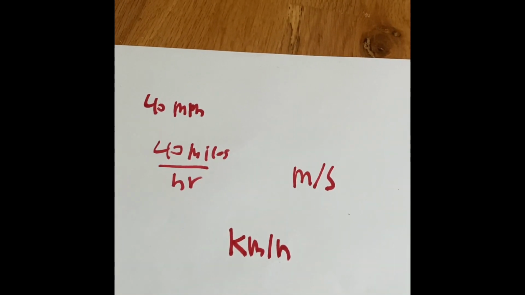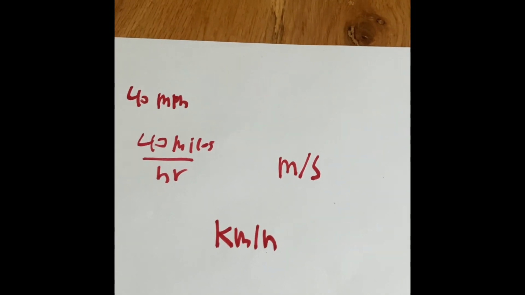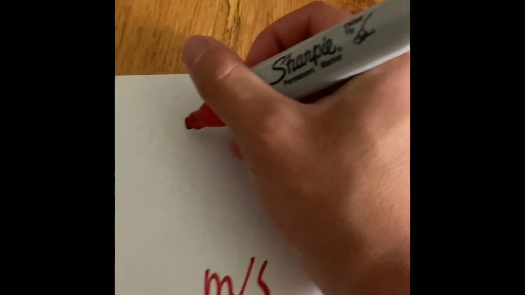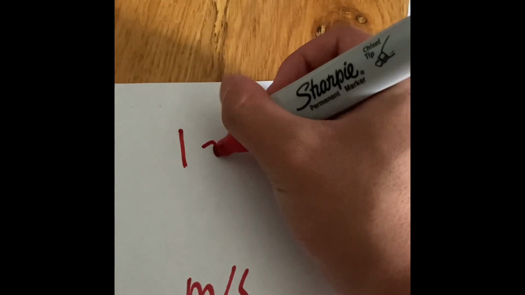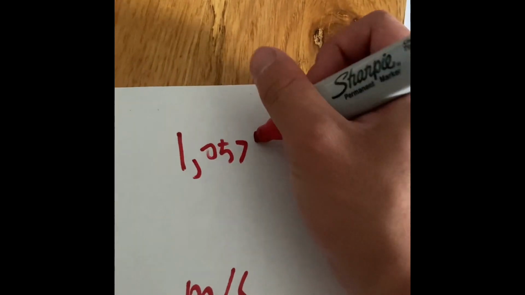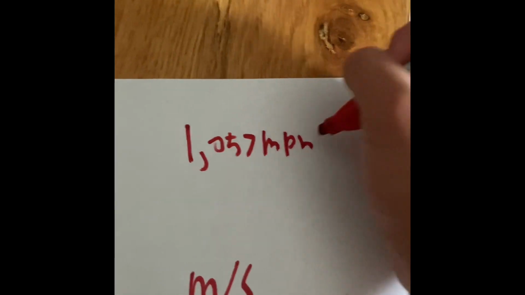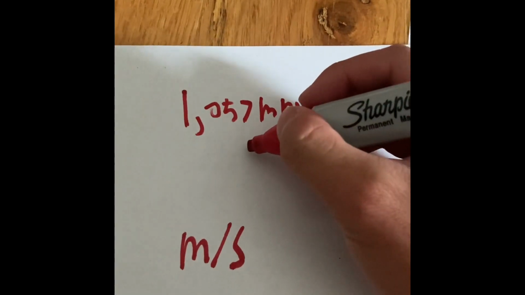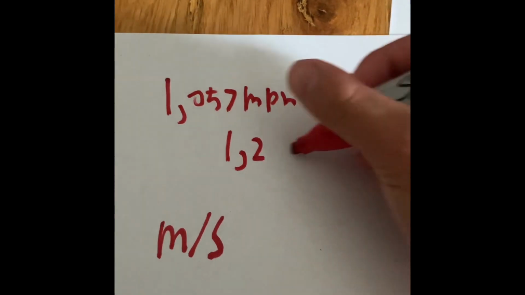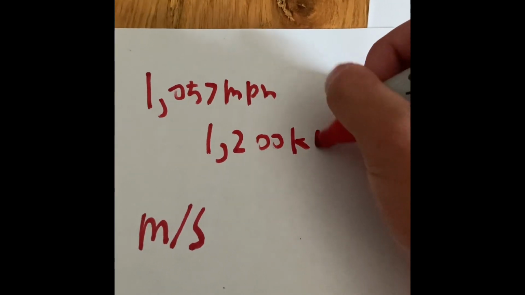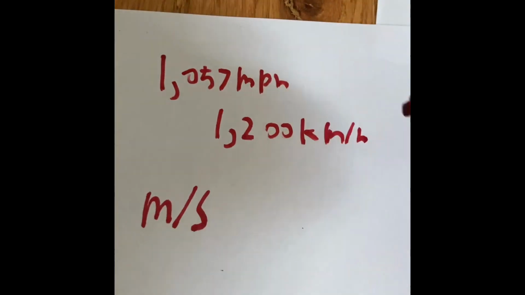The fastest moving vehicle on land is called the Bloodhound, made by the English. It could go at a top speed of around 1,057 miles per hour. If you calculate that in kilometers, it could go around 1,200 kilometers per hour. So yeah, that's what speed is.